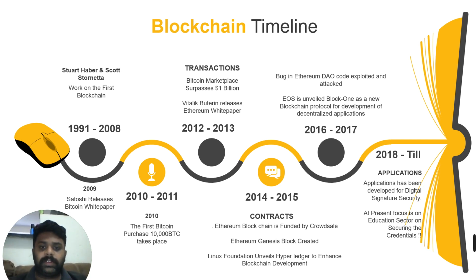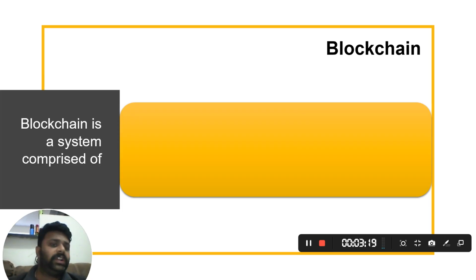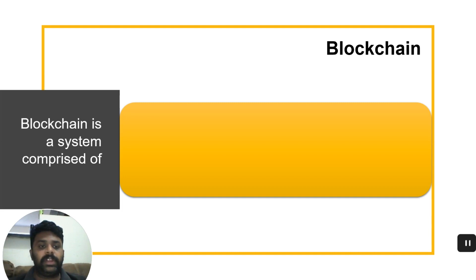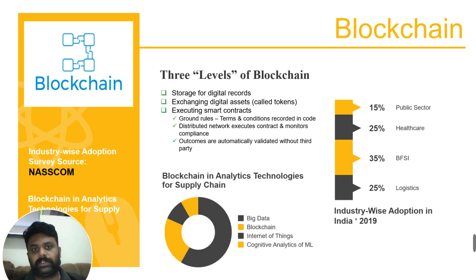In the next slide, let me tell you what blockchain is. We'll go for the blockchain introduction. What does a blockchain system comprise? A blockchain system comprises transactions, immutable ledgers, decentralized keys, encryption processes, consensus mechanisms, and operational smart contracts. These are the 6 components of blockchain, and it depends on this process only. Once again, I'm repeating for you: transactions, immutable ledgers, decentralized keys, encryption processes, consensus mechanisms, and operational smart contracts.